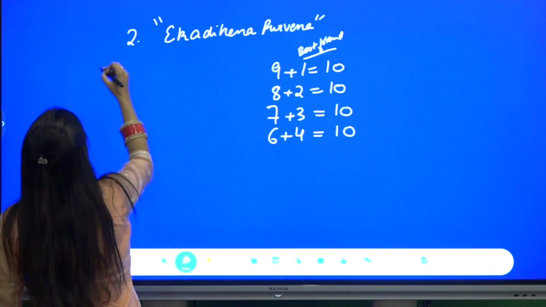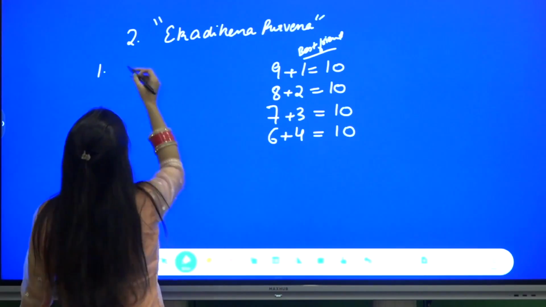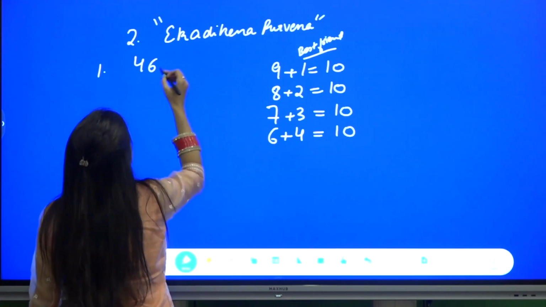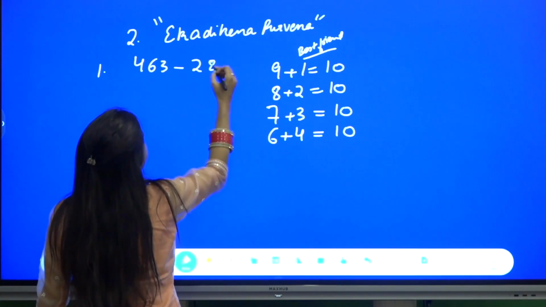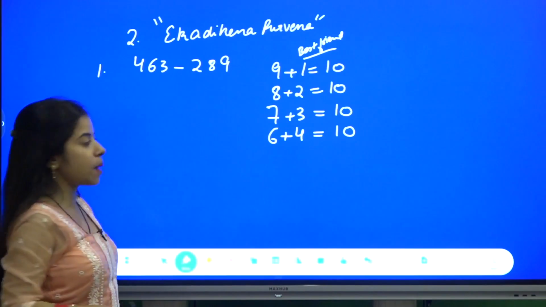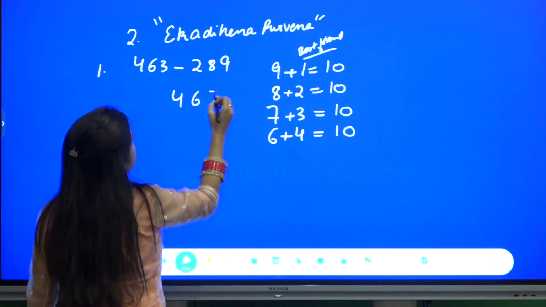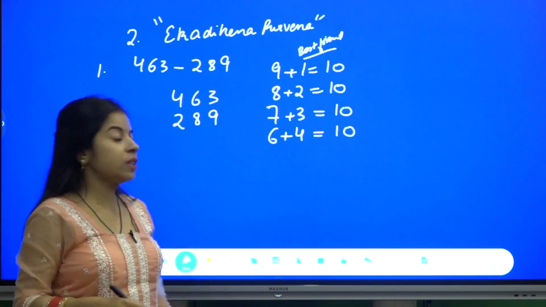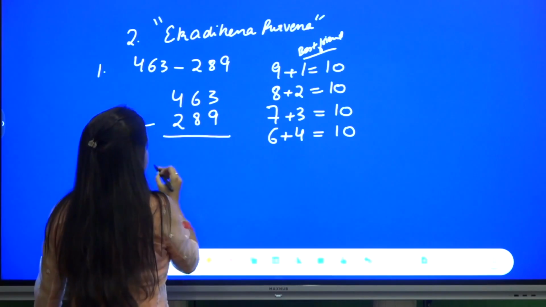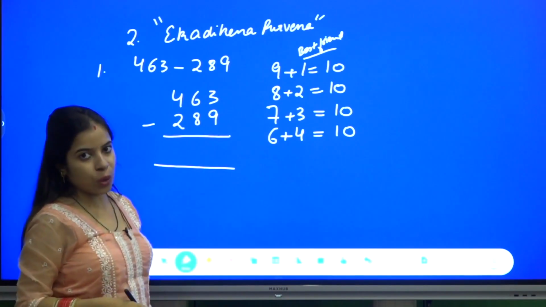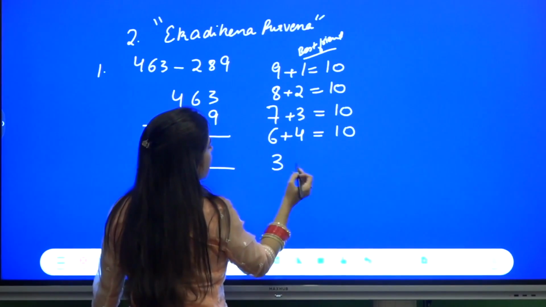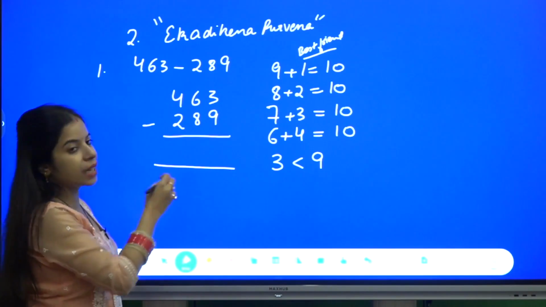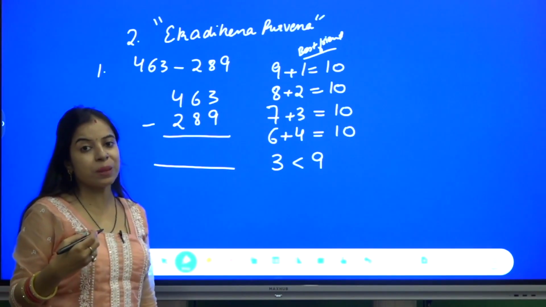For example, if we have to perform the subtraction 463 minus 289, the first step is to write these numbers in row form. Now if we start from the right column, 3 is less than 9, or 9 is greater than 3. So we can't perform the subtraction.